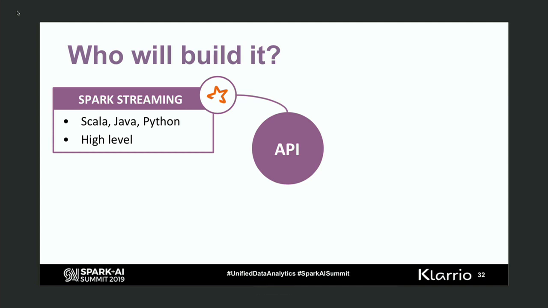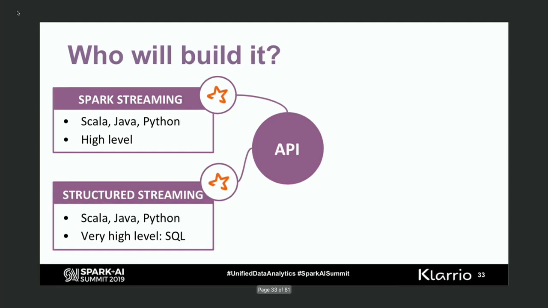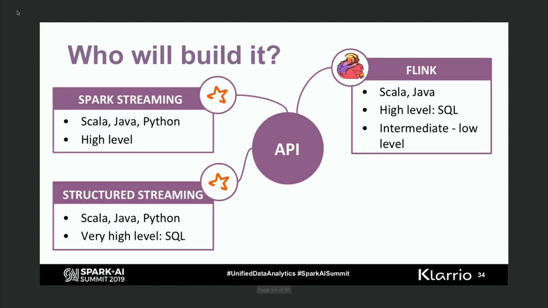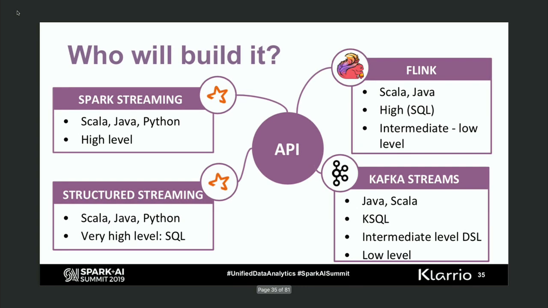Spark Streaming offers Scala, Java, and Python and is quite high level. They took it to the next level with structured streaming, where the API got even more high level and is now really easy to read and really intuitive to program in. They still offer Scala, Java, and Python. For Flink and Kafka Streams, there are lower level APIs available and intermediate level APIs.